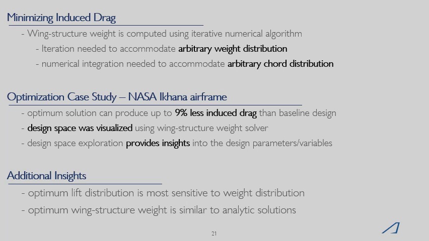But really the power of this method comes in the fact that it's fast, and by using it we can visualize a design space and explore the design space very rapidly to gain important insights into the importance of different design parameters and variables at different points in the design space. And then we also found that the optimum lift distribution is most sensitive to the weight distribution, and that really a lot of the analytic solutions that we've derived for rectangular wings can apply also to other wing configurations and more realistic wing configurations. And so that's pretty remarkable.